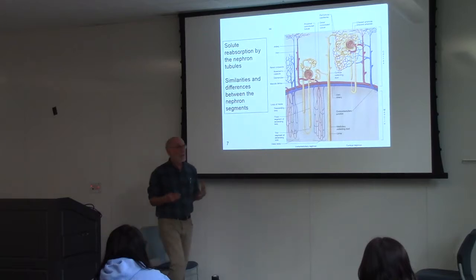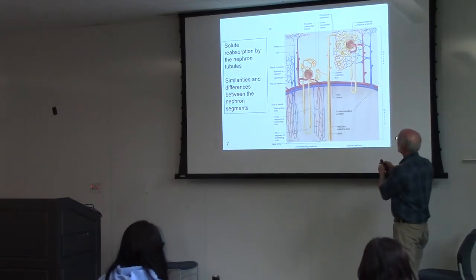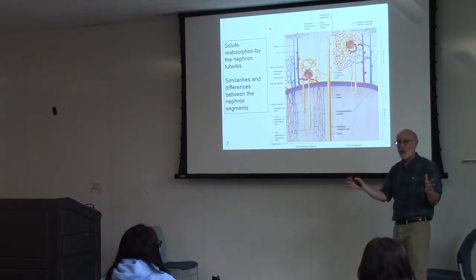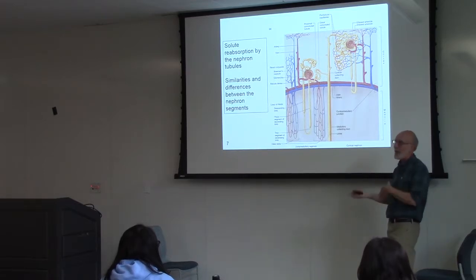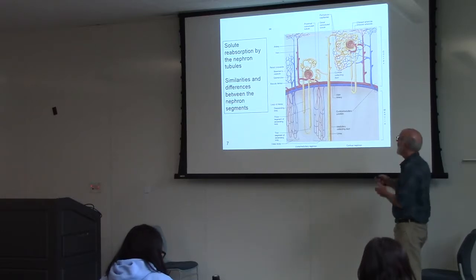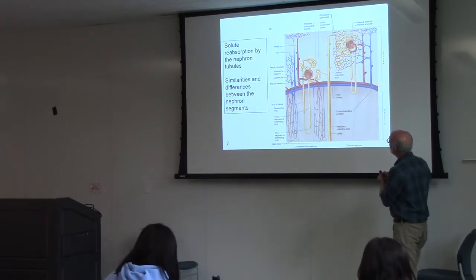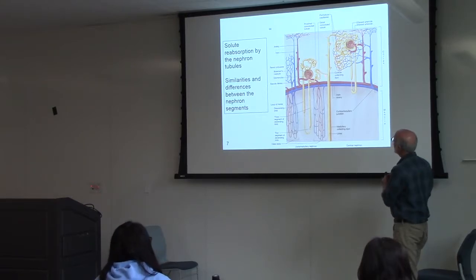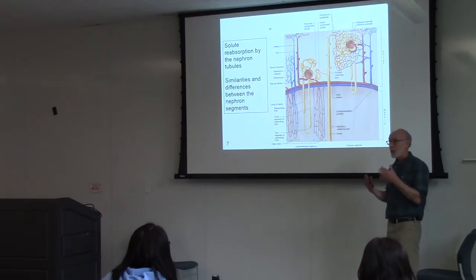Okay, so now we're talking about the tubules. You understand filtration. Water got filtered, sodium got filtered, glucose got filtered, potassium, bicarbonate. All those things that we need got filtered, and now they're getting into the proximal tubule. They're getting processed by the proximal tubule, the descending loop of Henle, the ascending loop of Henle, the distal tubule, and the collecting tubule. All of those do important processes.